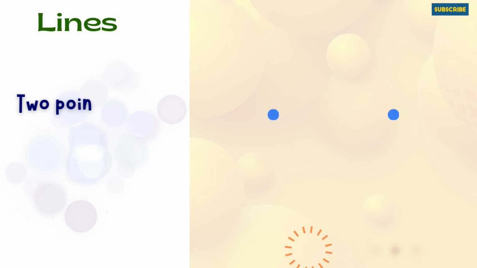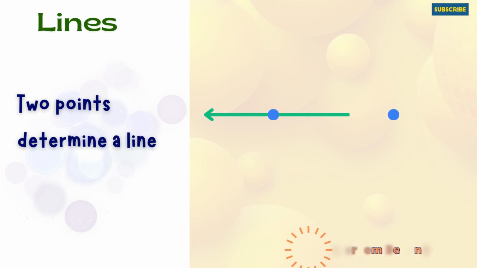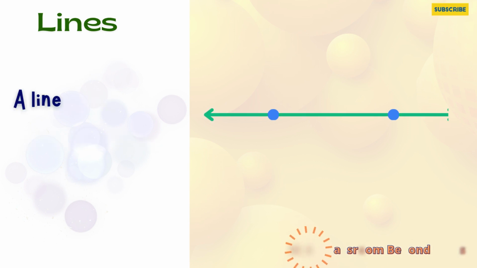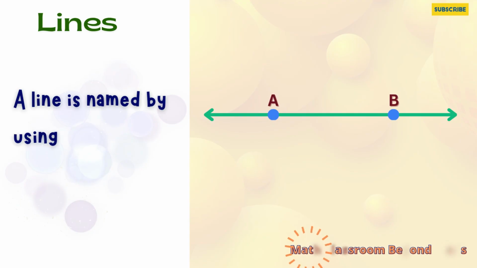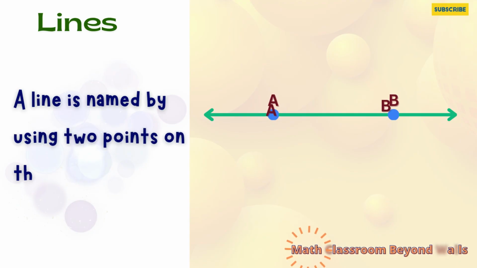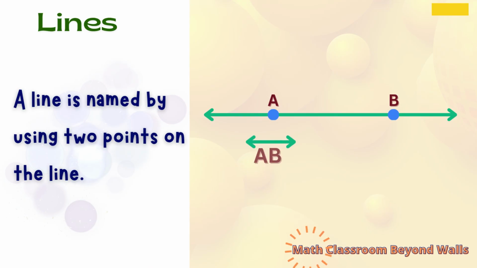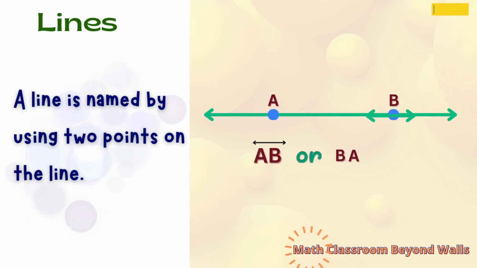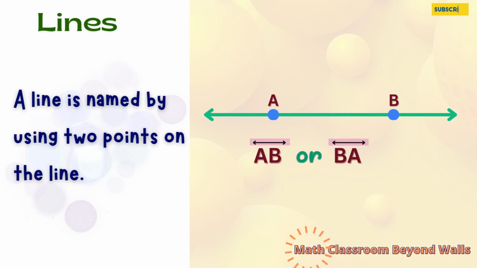Generally, two points determine a line. In geometry, a line is named by using two points on the line. This line is named as line AB or line BA. The symbol of the line above the letters indicates that the line goes continuously in both directions.